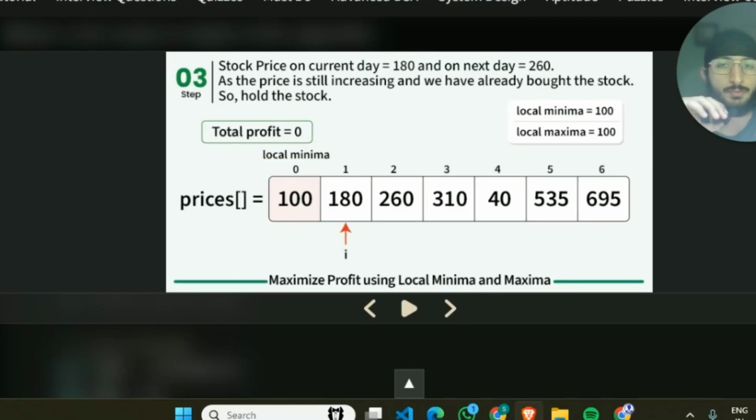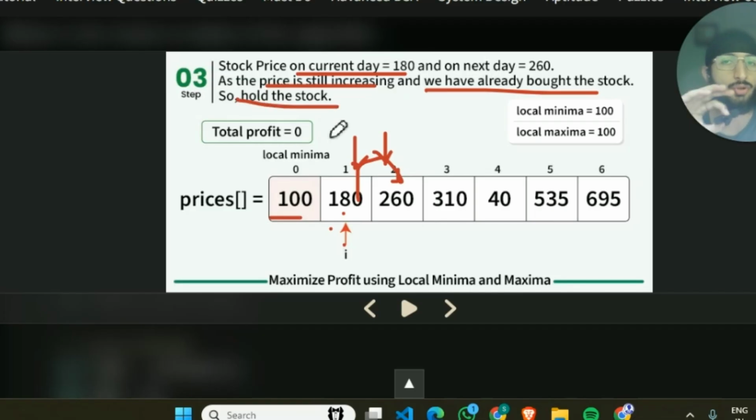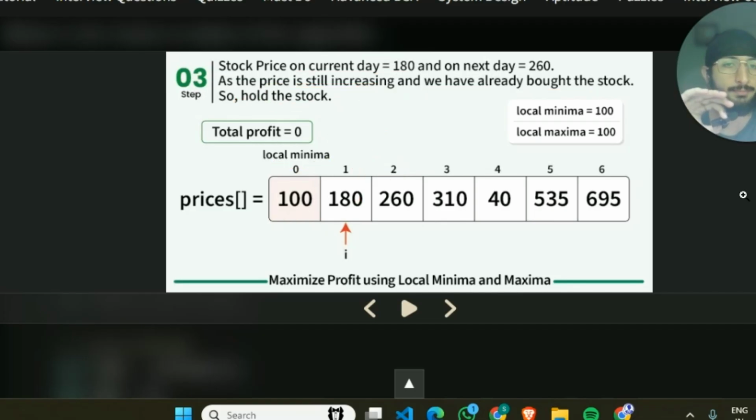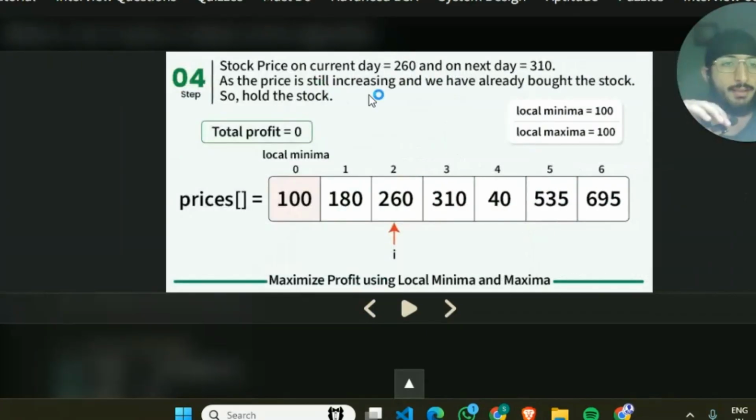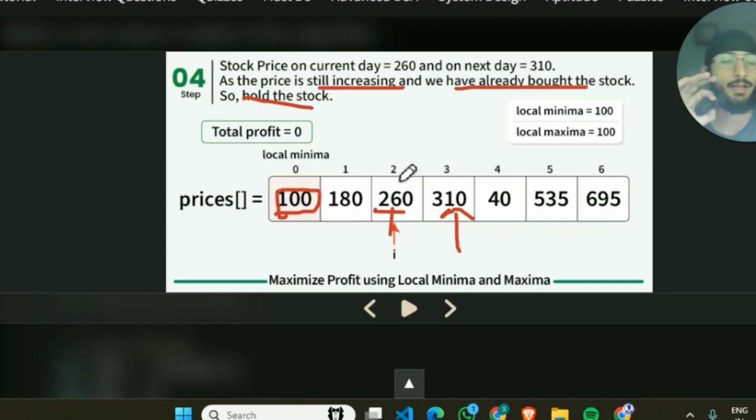Next we move on. We update the i pointer to the next index. Now stock price on current day is 180, and on next day is 260. As the price is still increasing, and we have already bought the stock at 100, we hold the stock, right? We hold that stock because this is the local minimum. Going over to the next day, now you see stock price would be 260, and the next day stock price is 310. As the price is still increasing, we have already bought the stock at our price 100. We hold the stock, right? We do not update the local maxima yet.